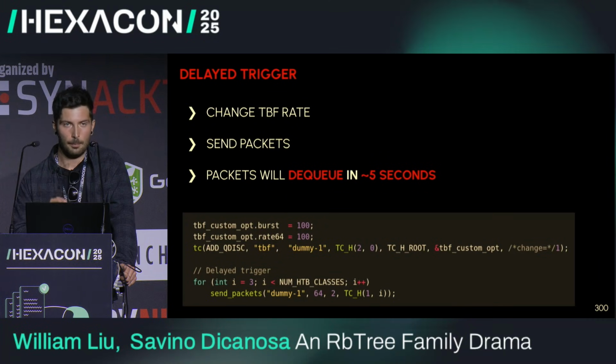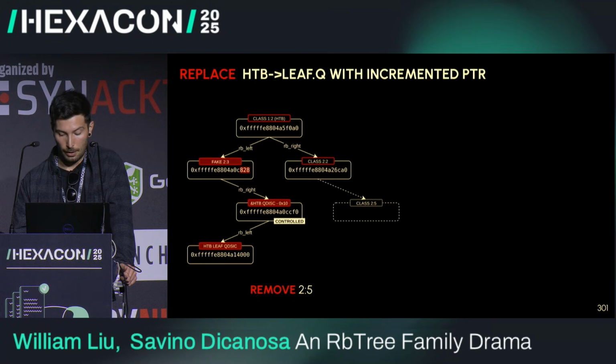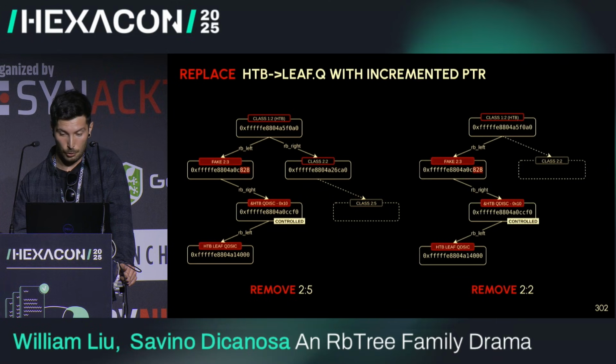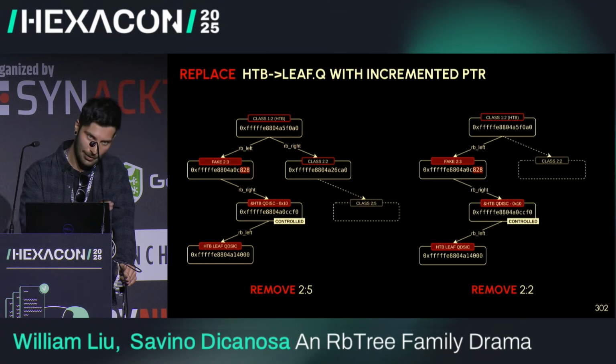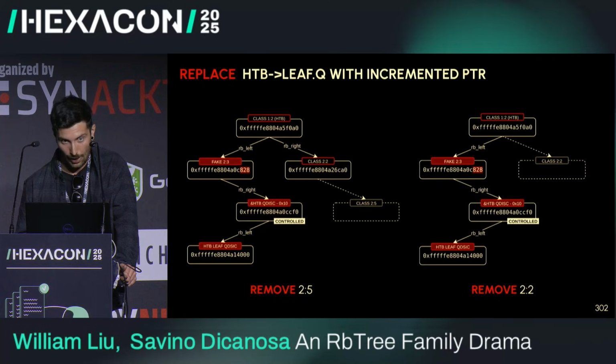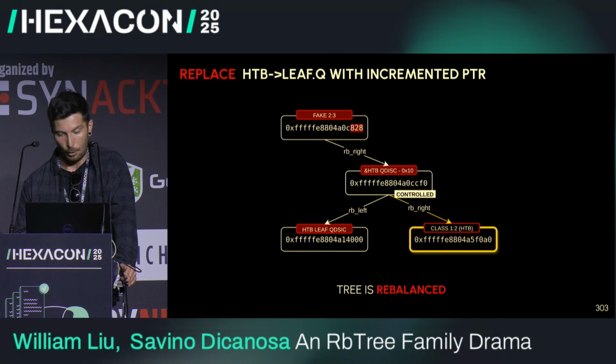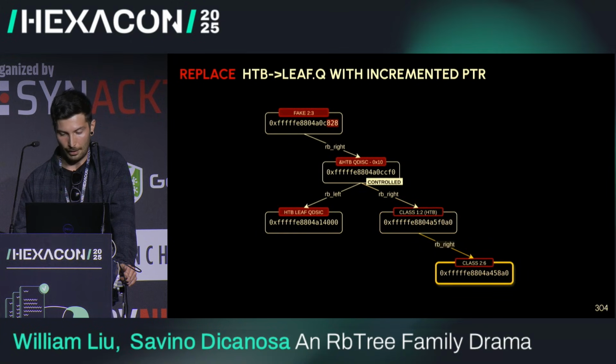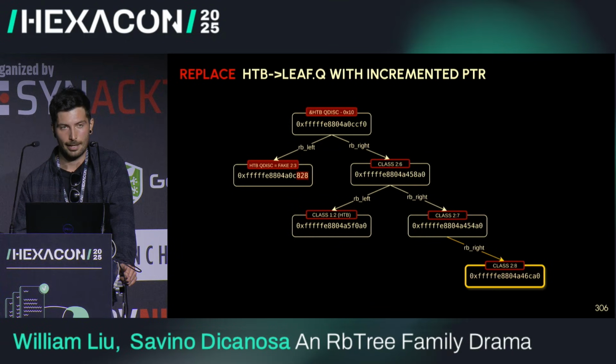So the idea is that we set up TBF again, this time we set the rate to 100, and then we send packets. This will block the queue for about 5 seconds. So now we have 5 seconds to perform the attack. So first we delete class 5, delete class 2. As you can see, now the tree is completely unbalanced on the left side. So the HTTP class is moved down and becomes the controlled quad word's right child. Pretty weird stuff. So now we just need to add 3 more classes to the tree. We add class 6, 7, and 8, and the magic happens.